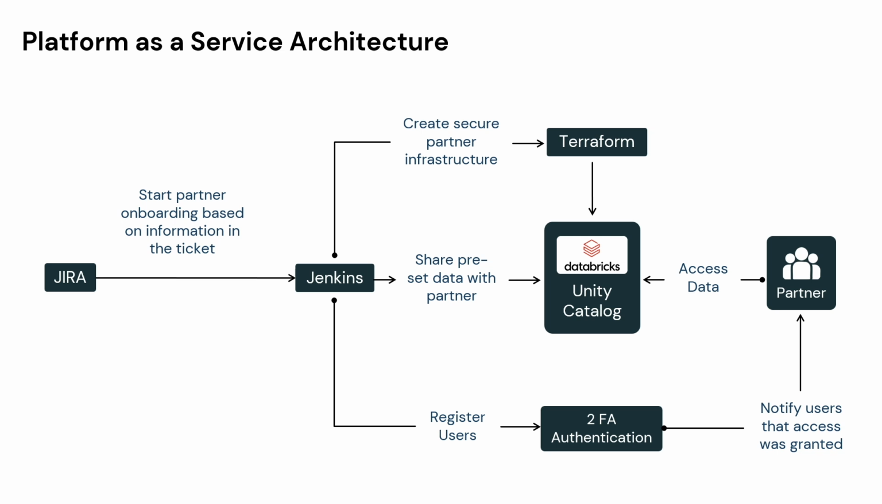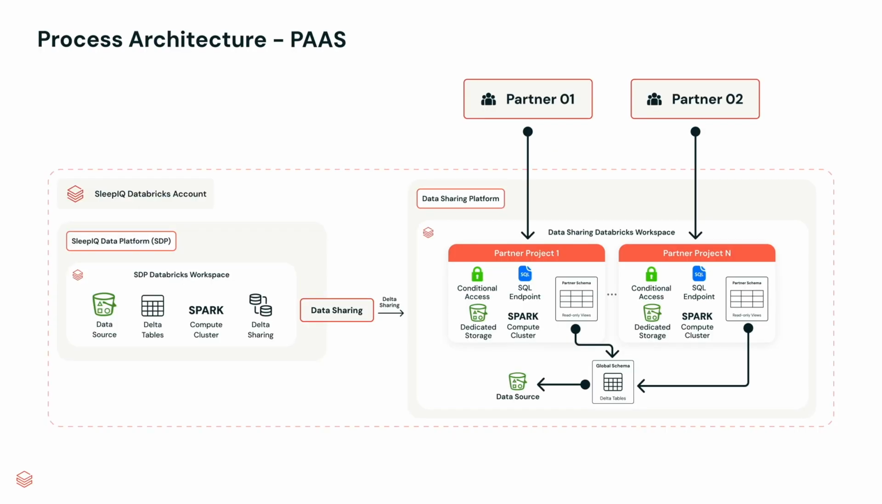But here, the first step Jenkins does is provision the cluster, and that's where we use Terraform, right? And then we have to prepare the data set that is used by that researcher or researchers. That's why we use Unity Catalog. We have them register into our system. We send them instructions to log in, and voila, now they are in our system in this form. If you see, on the left side is our data platform. On the right side is a data sharing platform, and each partner gets its own Databricks workspace, right?